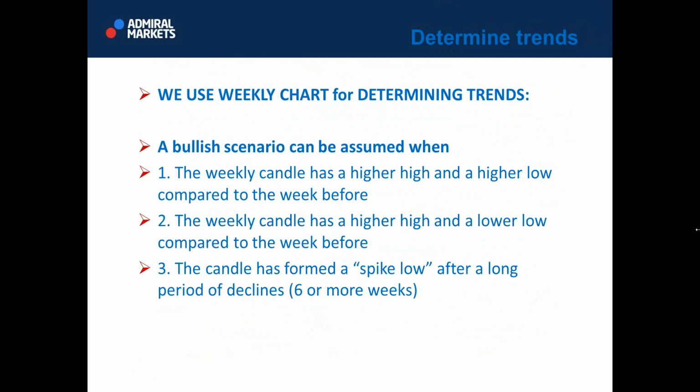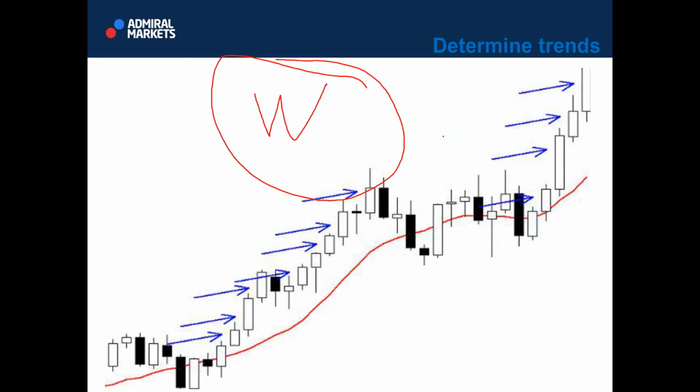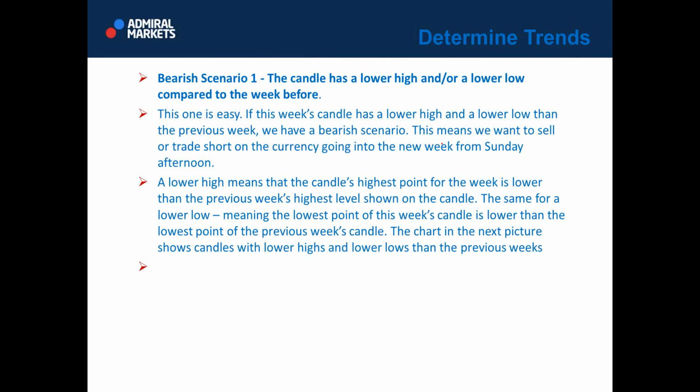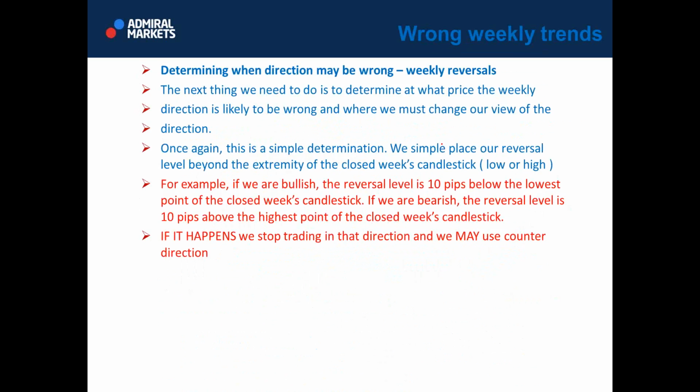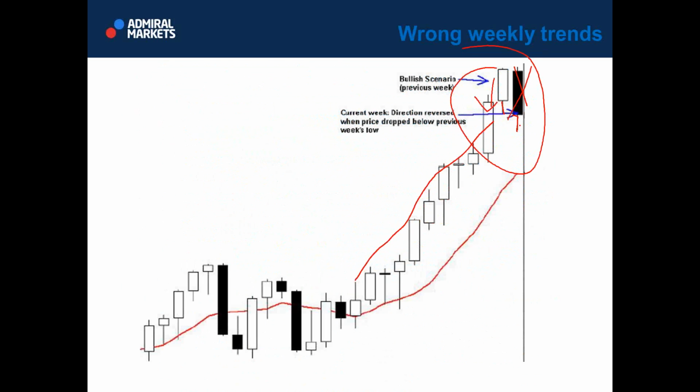So the first rule is we need to determine a trend. Okay? The trend is either bullish or bearish. There is no other way. So I have shown you the rules for either a bullish or a bearish trend. Okay? Once you have done that, you should pay attention to determine when the direction may be wrong, as in this example.